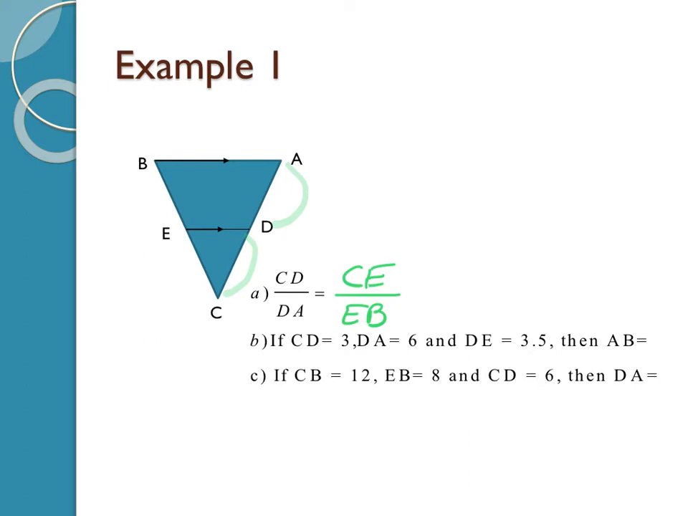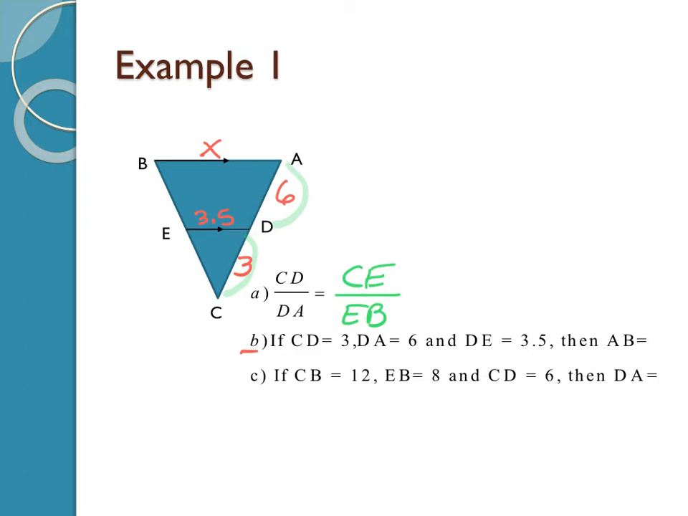Now for part B and for part C, they're changing the numbers. So I'll first do the problem for part B, and then I'm going to erase it and then put in the numbers for part C. So let's do part B first. They're telling me that CD is equal to 3, DA is equal to 6, DE is equal to 3.5, and they want me to find AB.